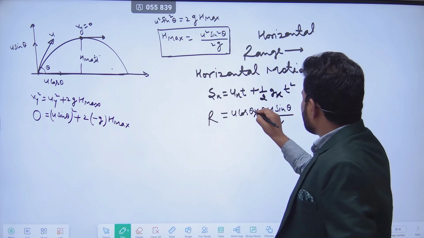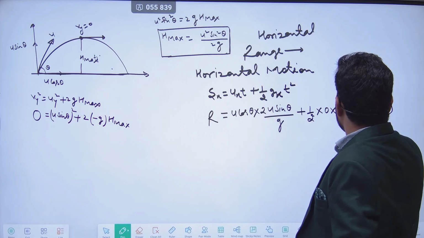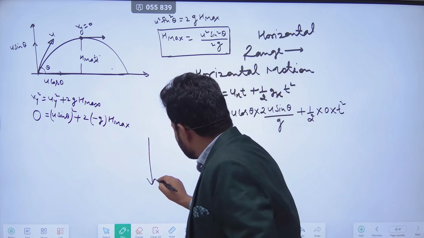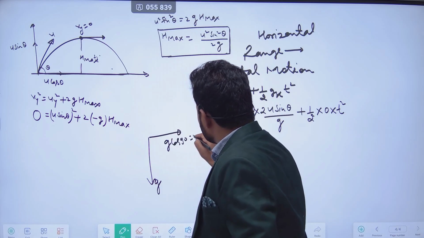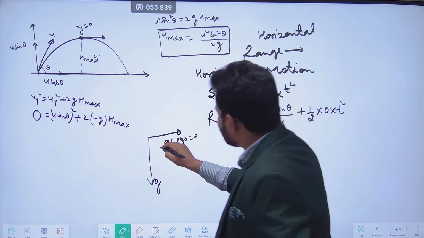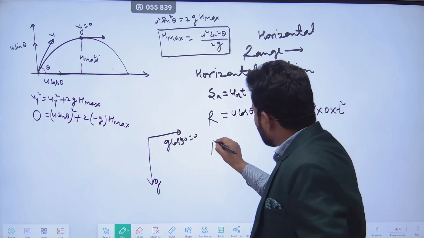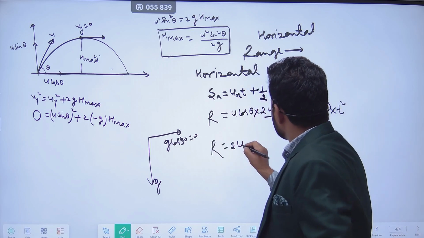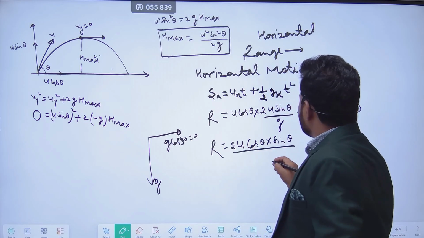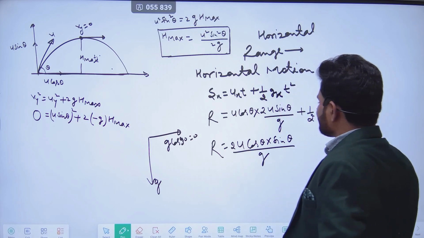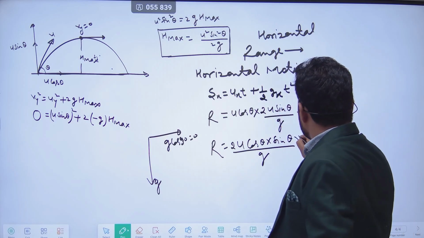Okay, from here, 1 by 2, and this gx is going to be 0. Why are we taking gx as 0? We all know that this is g, and in horizontal direction it is g cos 90. So the net gravitational acceleration in horizontal direction is 0. So from here R is equal to 2u cos theta into sine theta divided by g.